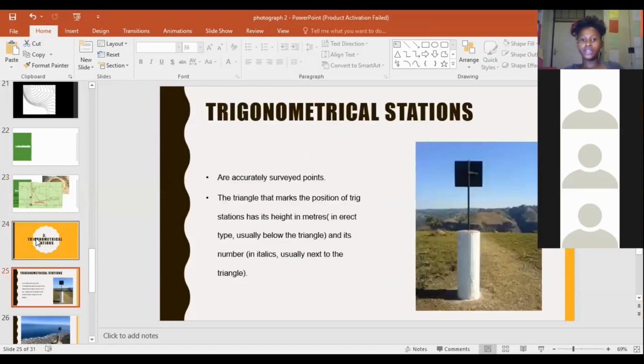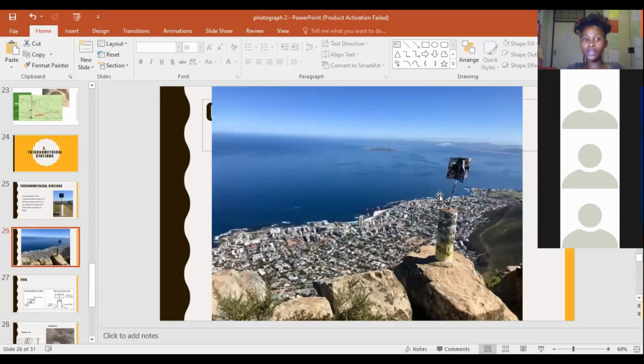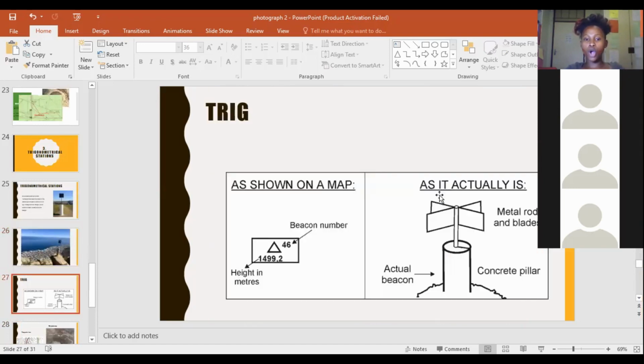So our third one is the trigonometrical station. A trigonometrical station is a triangle. Remember that trig means a triangle, right? Prudence, since you are doing math, you know that. Remember, for the first part, it says trig, which represents a triangle. A triangle is a three-sided shape. Are we fine? Yes, ma'am. It is found on top of a mountain. On a map, it can be easily observed by a triangle.